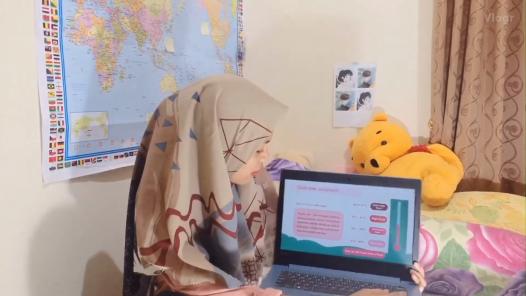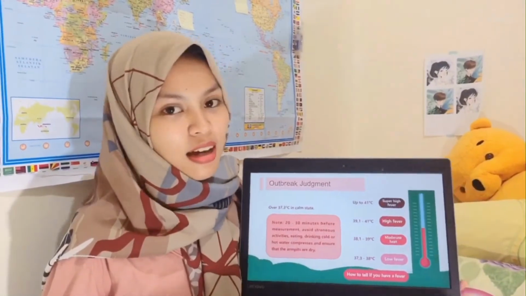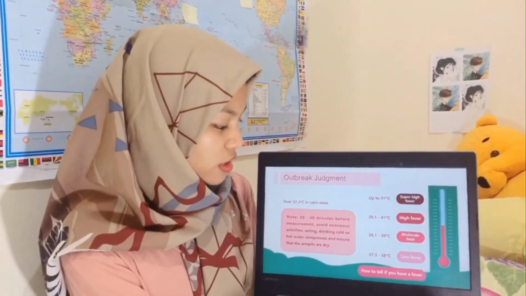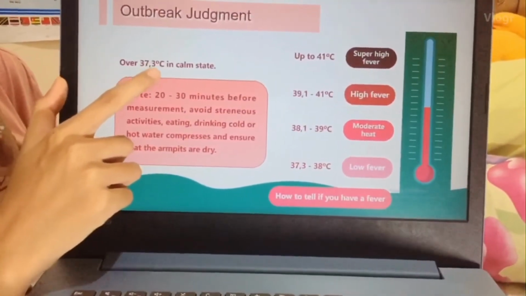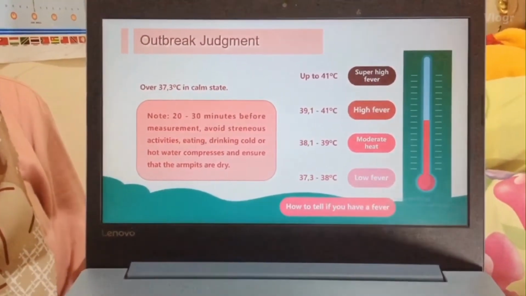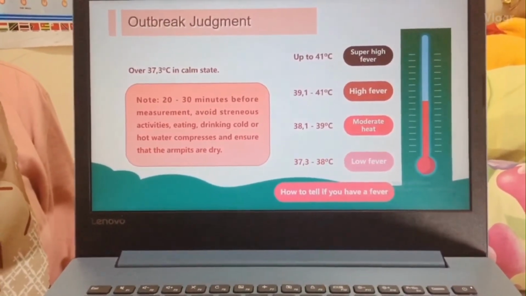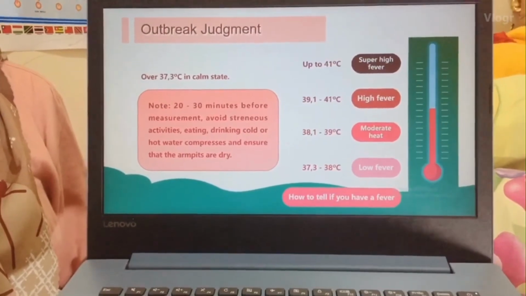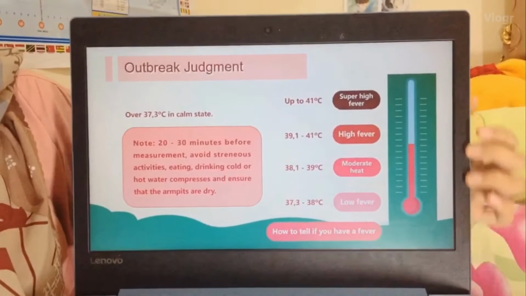Next, outbreak judgment. Outbreak judgment is how we can suspect ourselves of having the coronavirus. A temperature over 37.3 degrees Celsius in a calm state. Twenty to 30 minutes before measurement, avoid strenuous activities, eating, and drinking, avoid cold or hot water compresses, and ensure that the armpits are dry. This explains our temperature.